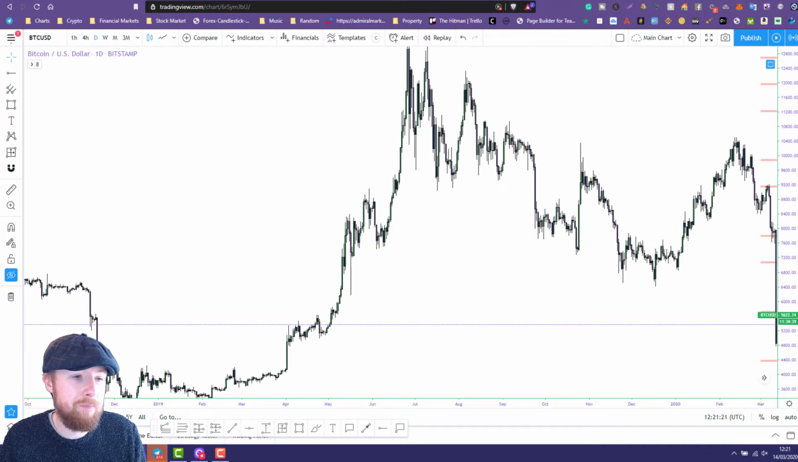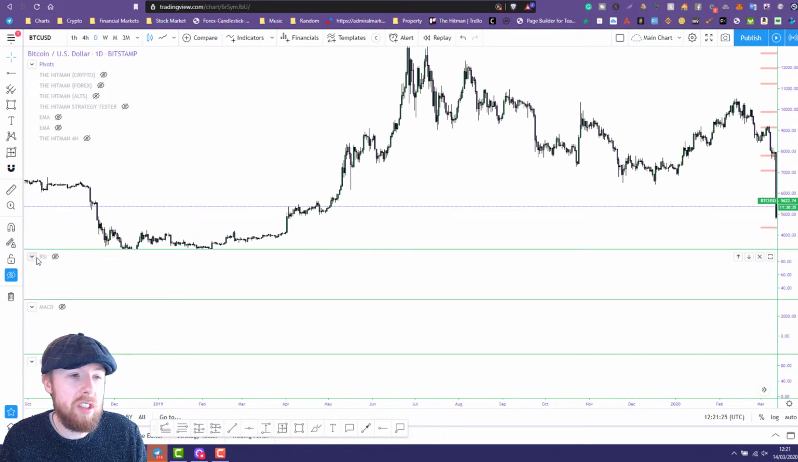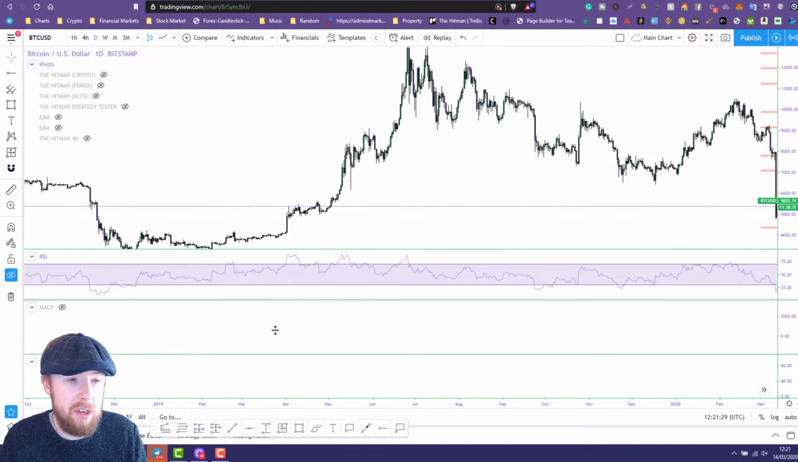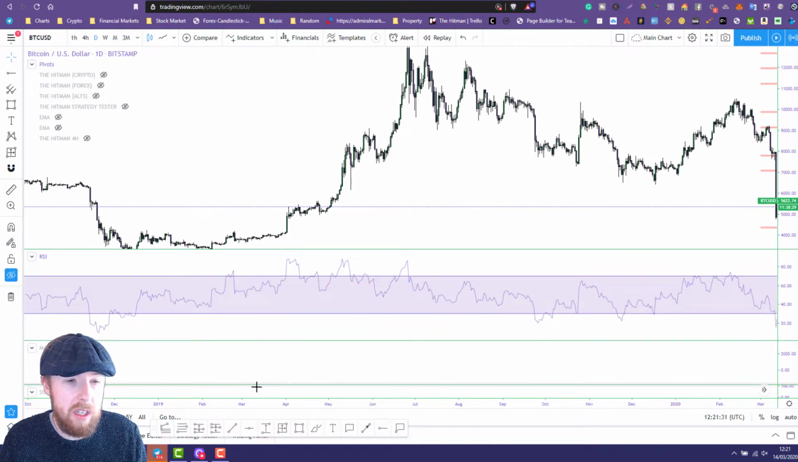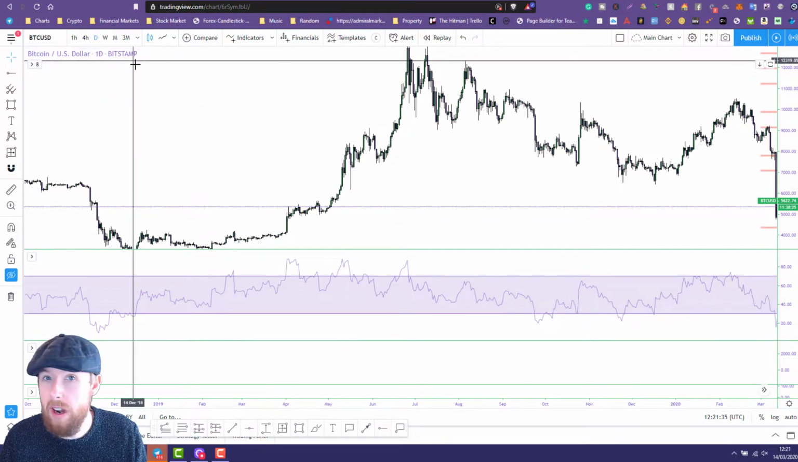So the next one we want to get involved in, we're going to talk about the RSI. Now the RSI, let me just move these down a little bit. Just to give you an information commercial on the RSI, it is the relative strength index.